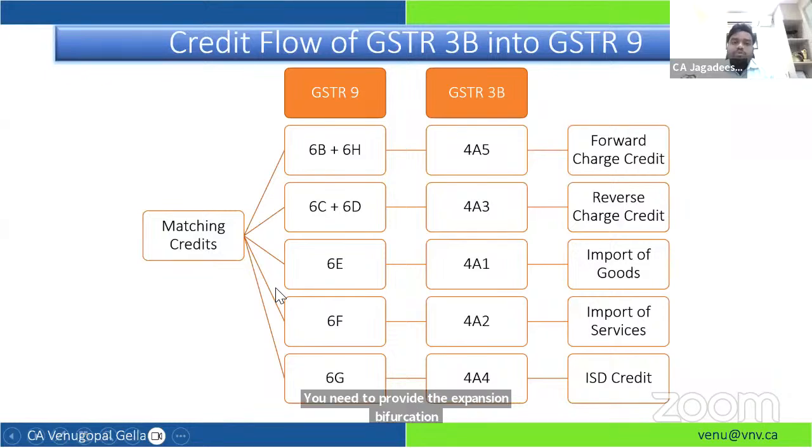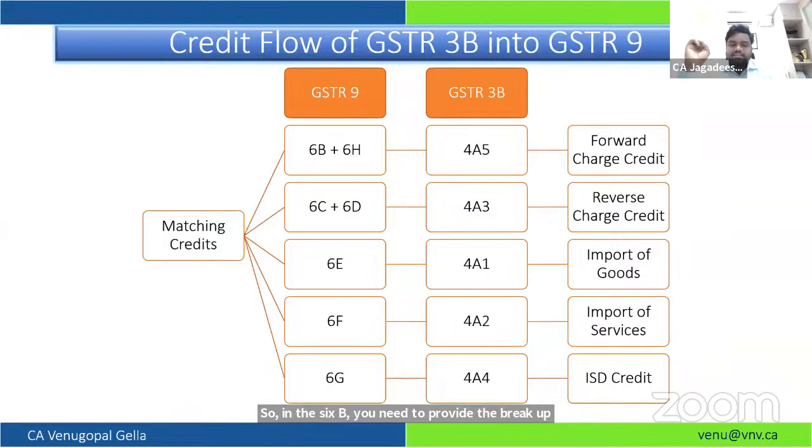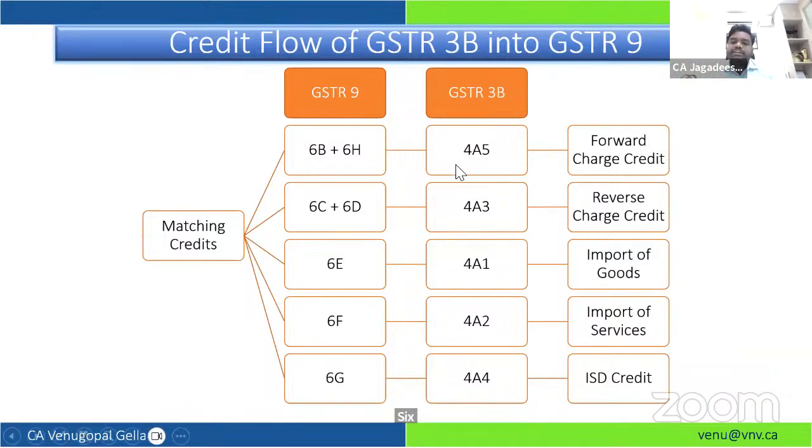Coming to how the credit flows from GSTR-3B into GSTR-9. In GSTR-9, table 6A is the auto-populated figure from the consolidated GSTR-3B. That's the gross ITC before reversal. In 6B, you need to provide the breakup of all other ITC, and 6H as well. For filling 6B and table 6H, you may use the 4A5 of the GSTR-3B.